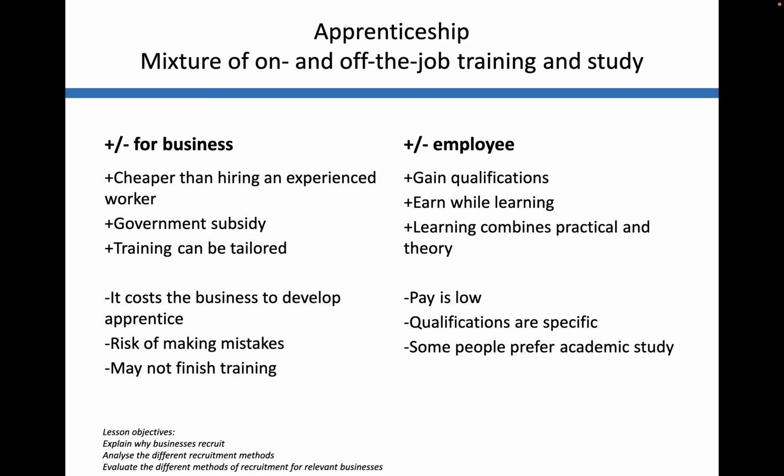Pros and cons for the employee: you can gain qualifications, you earn money while you're learning, you get to combine practical as well as theoretical. So if you're a plumbing apprentice, then you get to learn about it from a book, but you also get to go with someone more experienced and actually do the plumbing. The pay is usually quite low, and the qualifications are usually very specific to the businesses. Some people prefer an academic route. They prefer being at university and things like that.